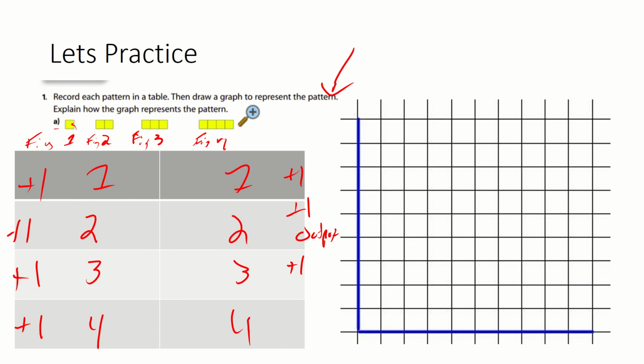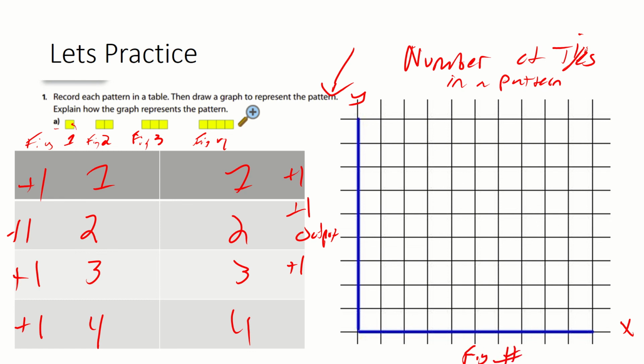Now it says then draw a graph to represent the pattern. Okay, lovely. So the first thing I'm going to do is I'm going to write number of tiles. Sorry guys, it's messy. In a pattern, all right? That's my title. Okay, the next thing I'm going to do is label my x-axis and my y-axis. Then I'm going to write fig number. Okay, that's not a hashtag, that's the number sign, okay? And then number of tiles.